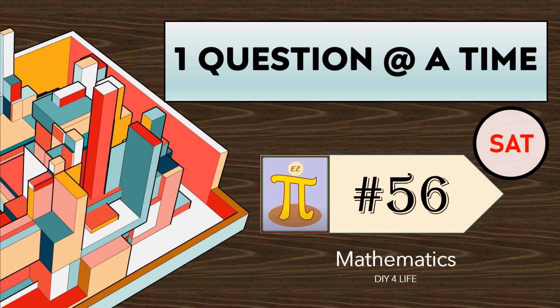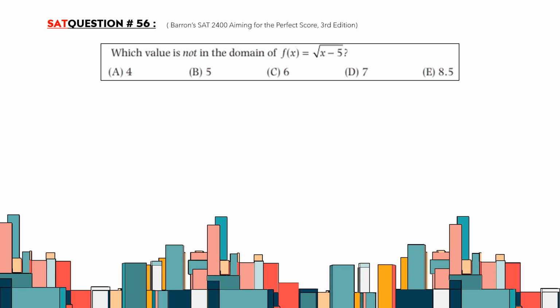Question number 56. Which value is not in the domain of f of x equals square root of x minus 5?